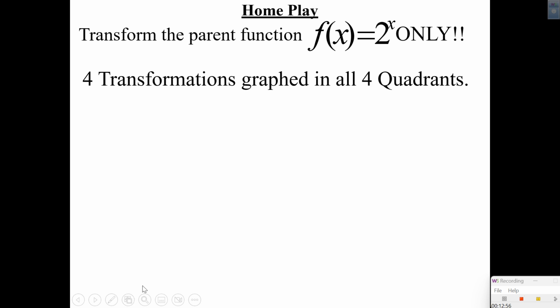It's on the screen. So I'm going to give you that function, and you need to do 4 transformations. You're going to see that after today, you're going to be like, oh, yes, I love these. All right, good.